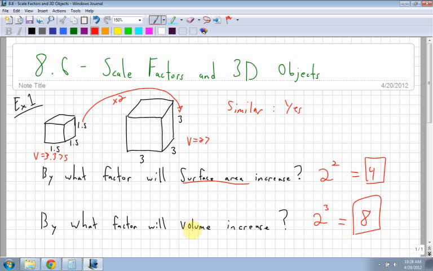So notice that for volume, it's cubed, just like my cube. And for surface area, it's squared, just like a square. So surface area is increased by a squared value. Volume is increased by a cubed value. Once you figure out what your scale factor is, you just either square it for area or cube it for volume.